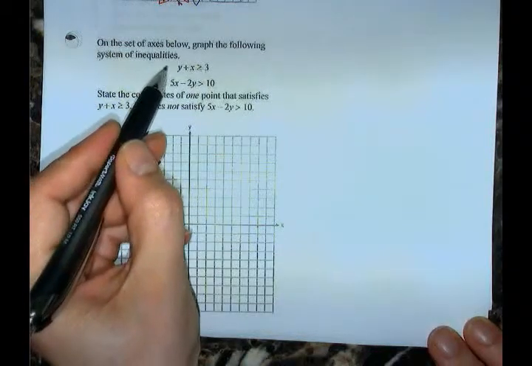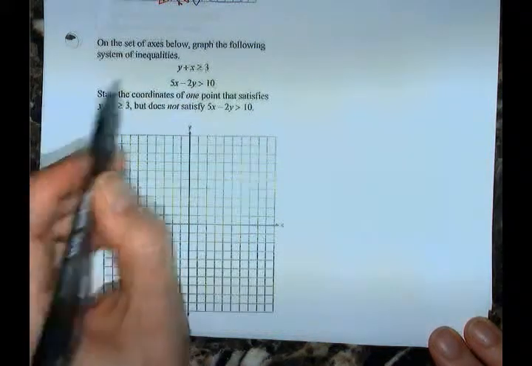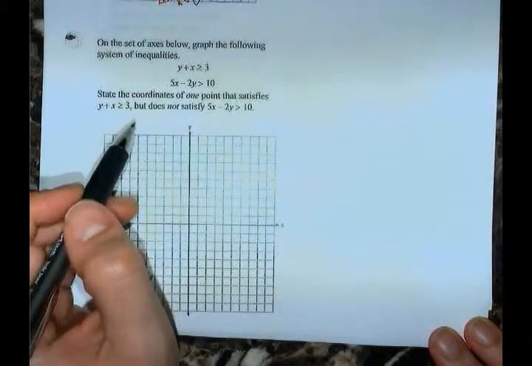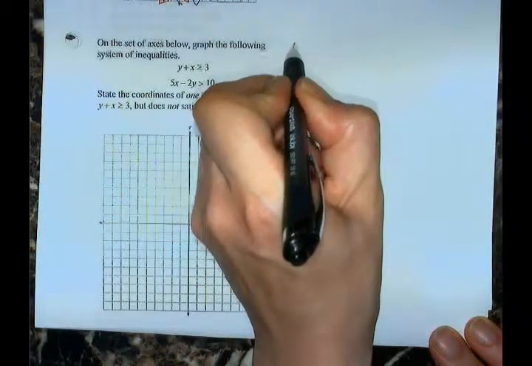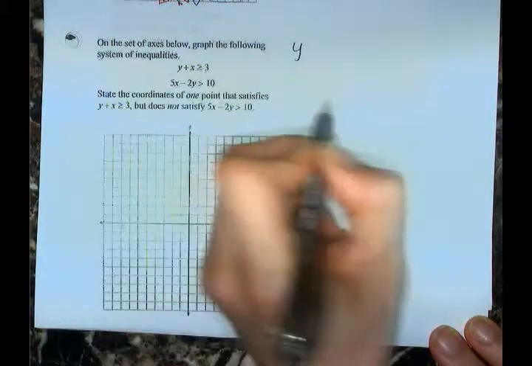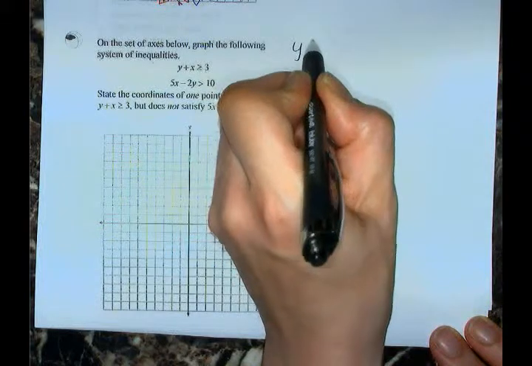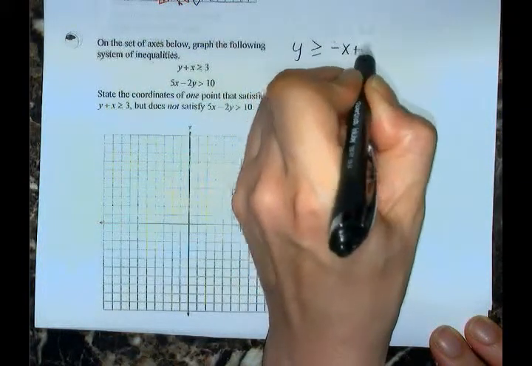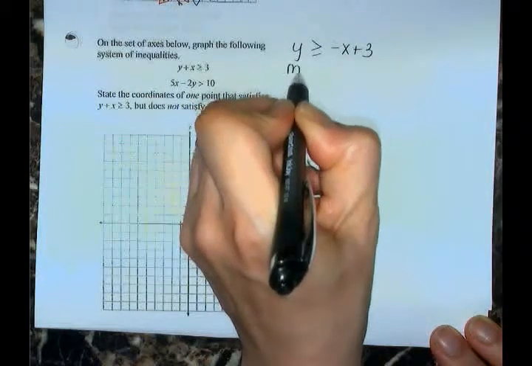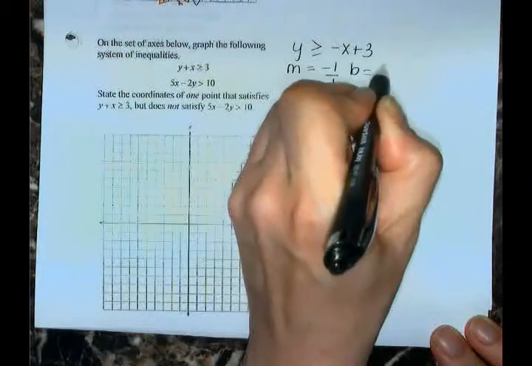We've got two equations. It says graph on the set of axes below the following system of inequalities. You want to get each of these inequalities set equal to y, so it's in y equals mx plus b form. In this case, the first one, y plus x is greater than or equal to 3. You want to subtract the x, and you will end up with y is greater than or equal to negative x plus 3, giving you a slope of negative 1 over 1 and a y-intercept of 3.